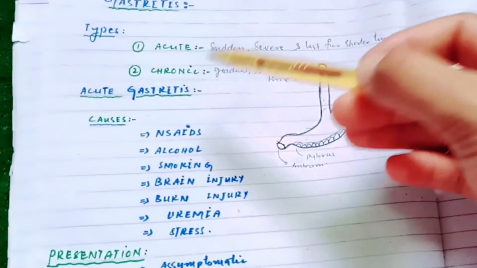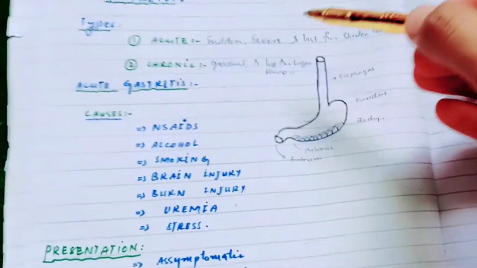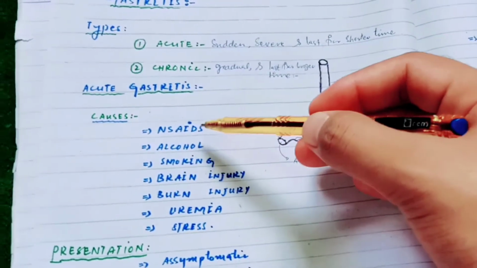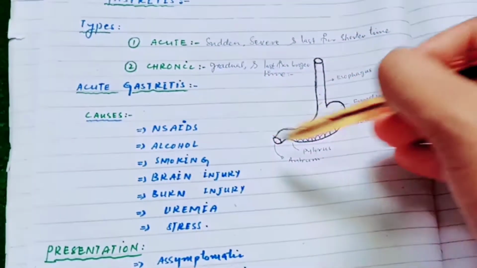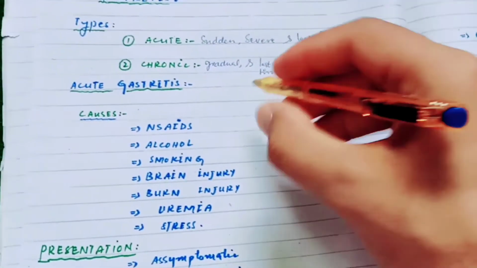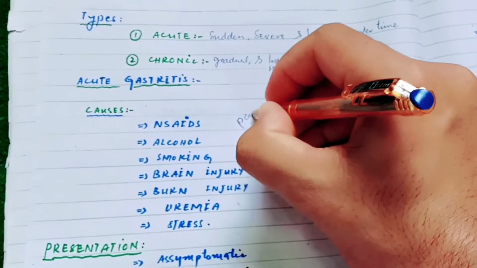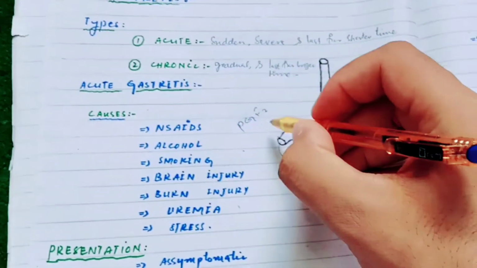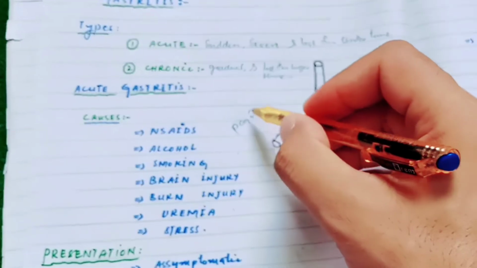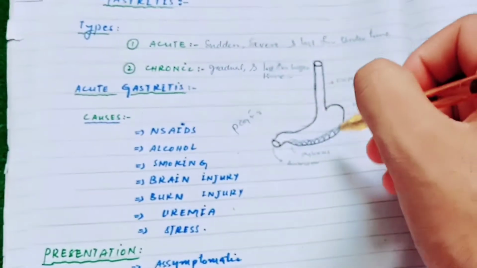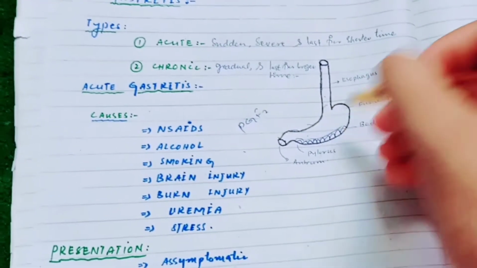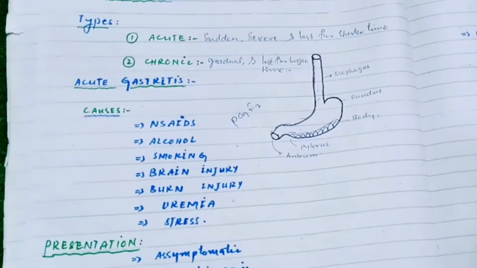So the causes of acute gastritis. Here you can see NSAIDs. NSAIDs are non-steroidal anti-inflammatory drugs which directly irritate the mucosa of the stomach, and they also inhibit prostaglandin production, which is prostaglandin I2, and this is responsible for mucus production. So NSAIDs, by inhibiting prostaglandin I2 production, will decrease mucus production, which will expose the stomach mucosa to the stomach acid.